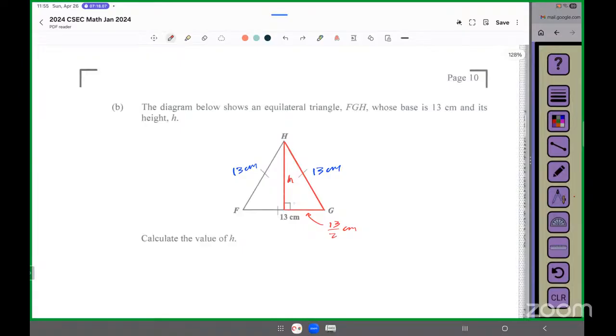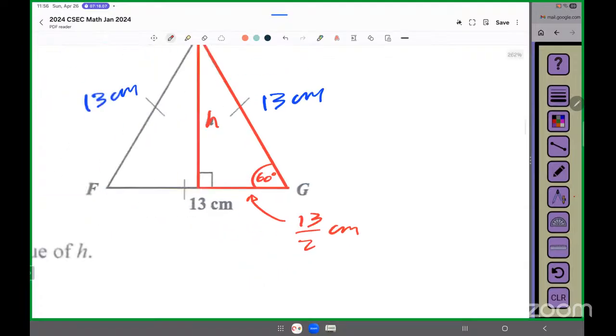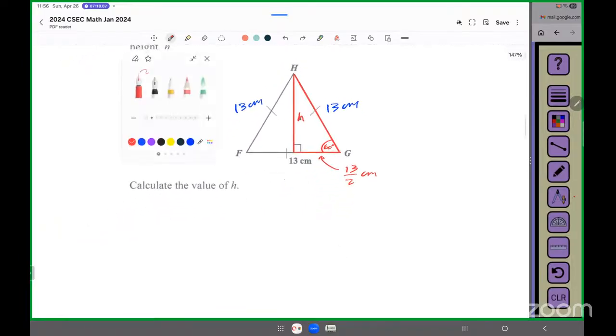And to find the h, I'm going to work in this triangle with Pythagoras' theorem. That's one way to do it. You could also use trig by putting this angle down here as 60 degrees. I could say sine of 60 degrees equals opposite over hypotenuse, or cos of 60 degrees equals adjacent over hypotenuse. So we can use tan equals opposite over adjacent, or sine equals opposite over hypotenuse. Your choice, right? Whichever way you use, you're going to get the same answer.